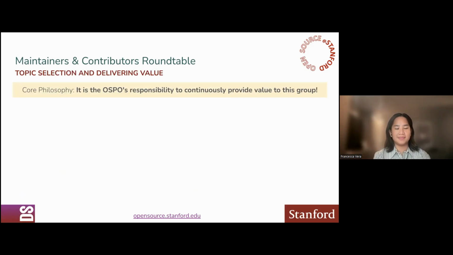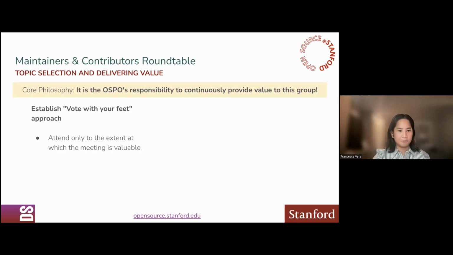In terms of the topic selection and delivering value, it is our core philosophy that the OSPO is responsible for continuously providing value to this group. And so we always establish this vote with your feet approach where please only attend the meeting to the extent that it is valuable to you or your work. And that is enough feedback for us to work on providing value to you. So it is very much on me and on Zach to figure out ways that this MNCR can continue to provide value to its members.